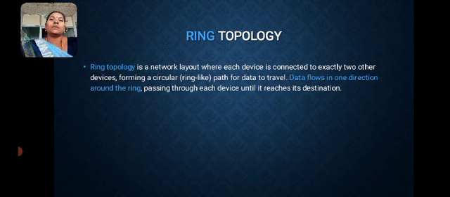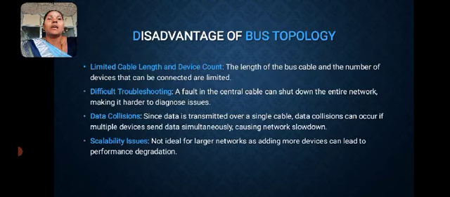Next, the disadvantages. One of the major disadvantages is that only a limited number of devices can be connected. And if an error or fault occurs, finding it is very complex, which is called difficult troubleshooting. Then data collision: since data is transmitted over a single cable, data collisions can occur. Then scalability issues: it is not suitable for a large network, and adding a new device is also difficult.